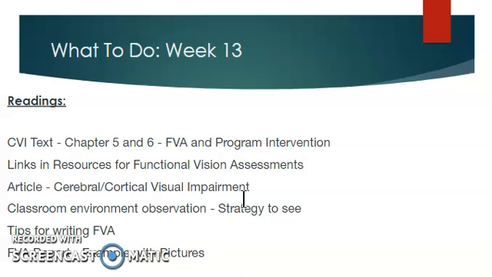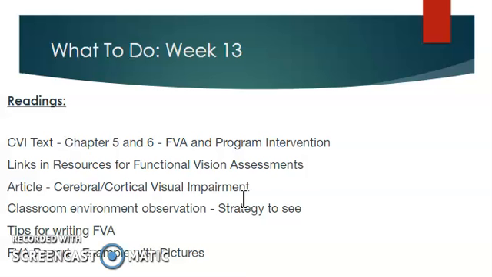And then we also attached an article on cerebral or cortical visual impairment. It's a great article. It's quite recent, 2016. You will see some data in the article about what we discussed a few weeks ago on whether CVI kids should be in the caseload of TVIs or not. So it's quite interesting to read, and it's pretty recent. So make sure you read that.